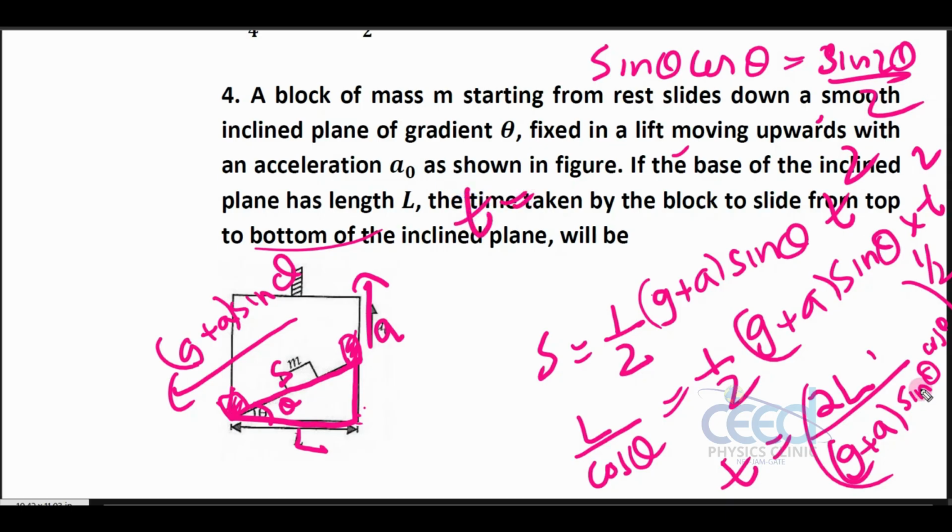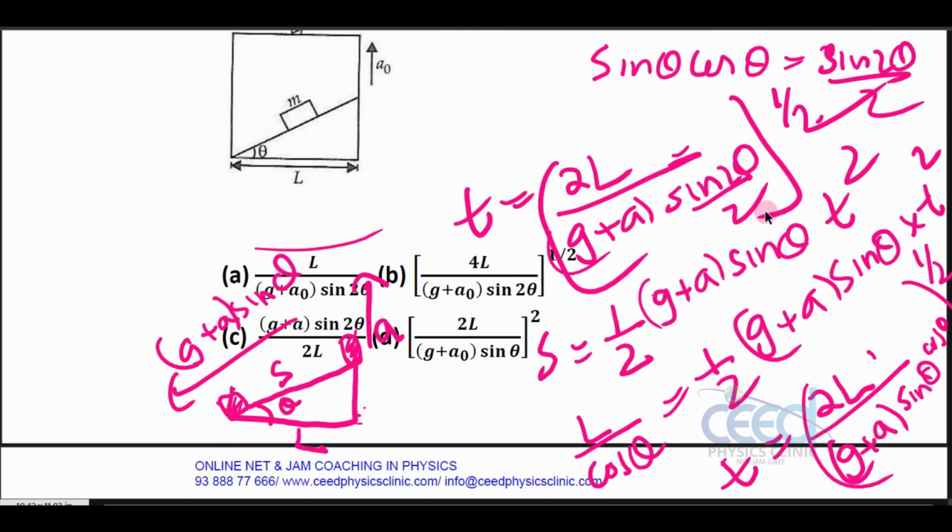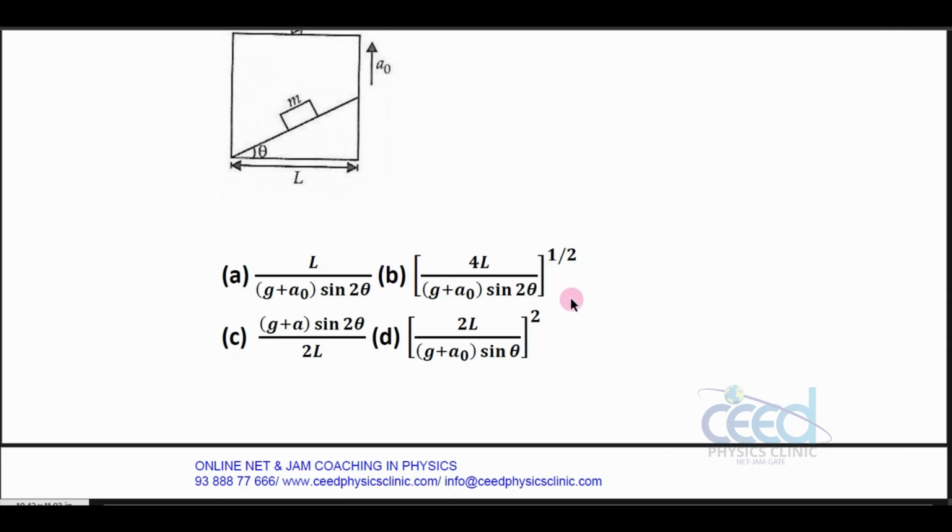Then you can write 2L divided by (g plus a) into sin 2 theta divided by 2, all raised to 1 by 2. Then this 2 goes up, so 4L by (g plus a) sin 2 theta. So let us go to the answer: 4L divided by (g plus a) sin 2 theta, all raised to 1 by 2. Then option B is correct. Alright, this is the answer.